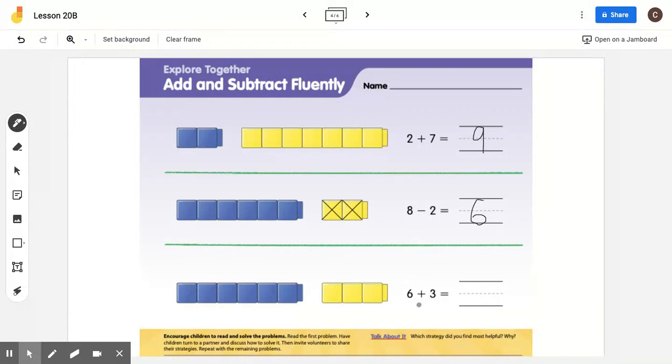We have 6 plus 4. Right. You want to start with our 6 and we're going to count up 3. 6, 7, 8, 9. It equals 9. Very good. So thinking about your strategy that you use, think about why it was most helpful. And if maybe you didn't pick a strategy that was very helpful, what could you do next time?